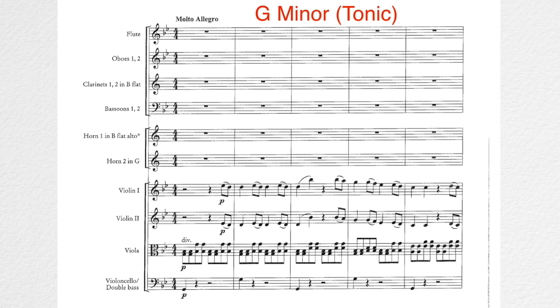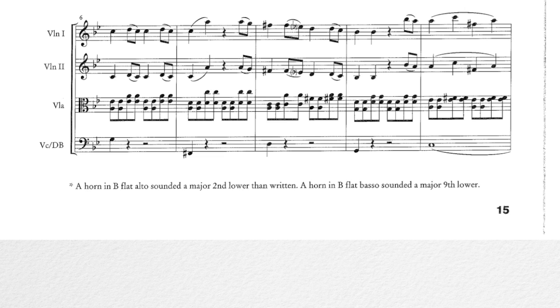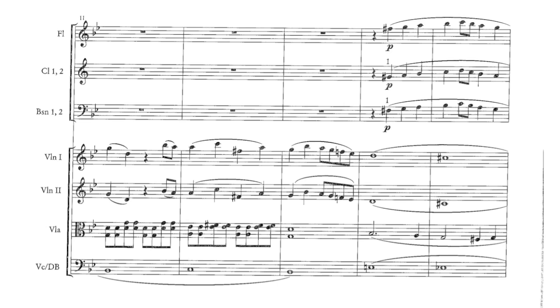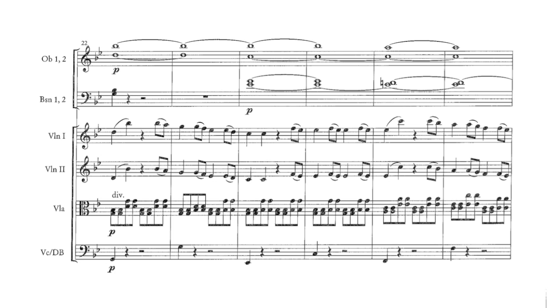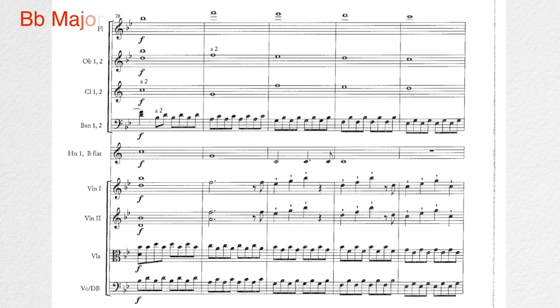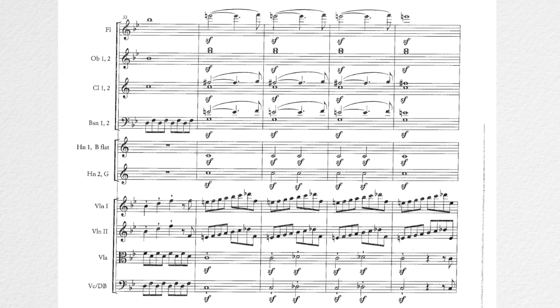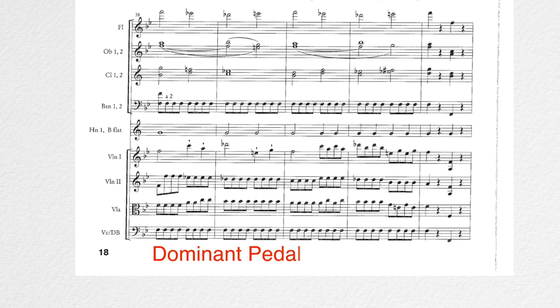So, the piece starts in the key of G minor, which is the tonic. The strings play a repeated D note in octaves, which forms a dominant pedal. In the bridge, the first subject is repeated, but altered to modulate to the relative major, which is B flat. The bass instruments of the orchestra then play repeated F notes, which is a dominant pedal, and prepares us for the second subject.